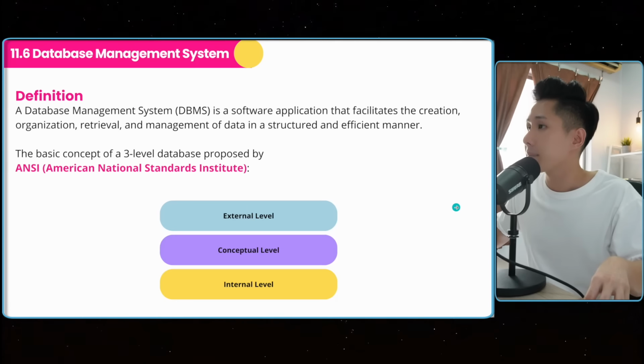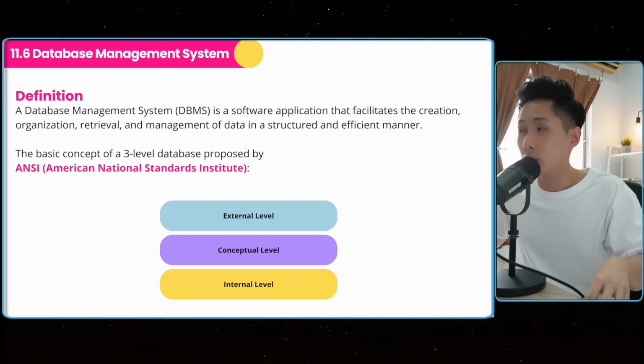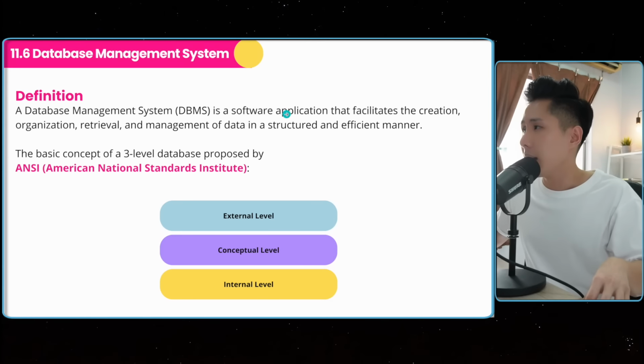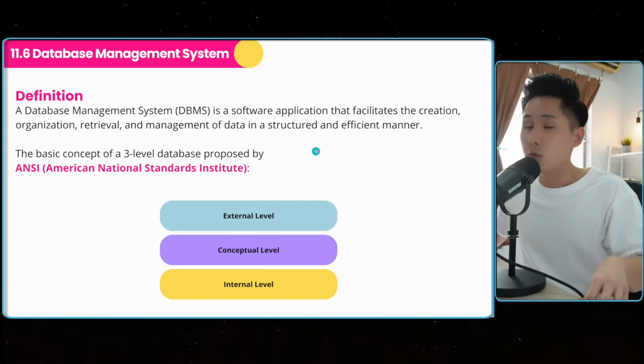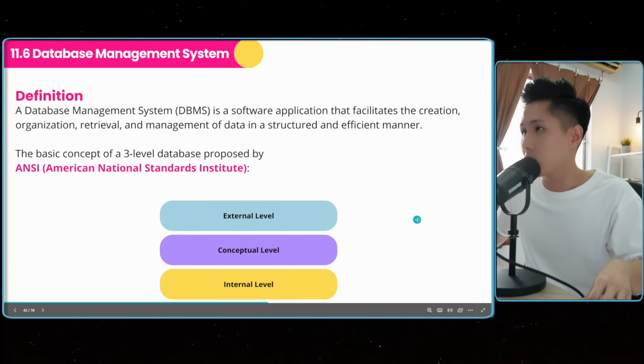All right. Now, let's look into the software that allows a database designer to create a database, which is called a Database Management System. It is a software application that facilitates the creation, organization, retrieval, and management of data in a structured and efficient manner. So I want to introduce the 3 levels of a DBMS: internal, conceptual, and external.